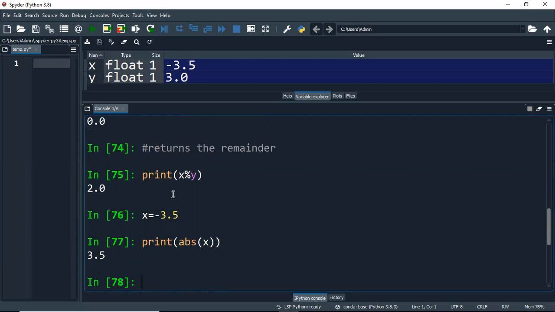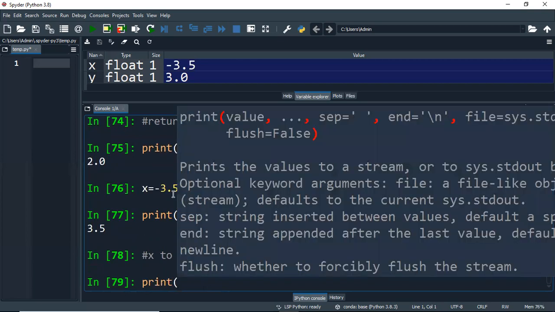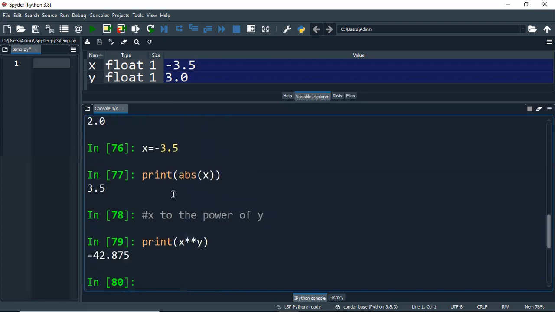Now I can also use a power. You can find the power by using double star. So I give x to the power of y. How to do it? I use the print command, print of x double star y. This is how you can work with the various arithmetic operators. The entire thing you can call an arithmetic expression, or you can call it arithmetic operations.